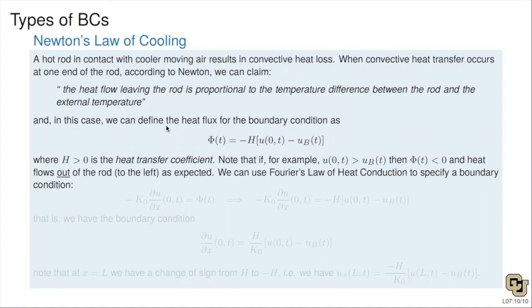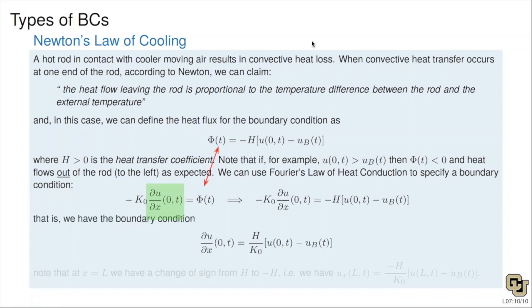Now again, we can use Fourier's law of heat conduction to connect phi and a boundary condition. So here, I'm going to replace phi right here, and then solve for u, and that'll give me a boundary condition. So replace phi and then solve for partial u, partial x. We get this boundary condition, known as Newton's law of cooling type boundary condition, a Neumann type.